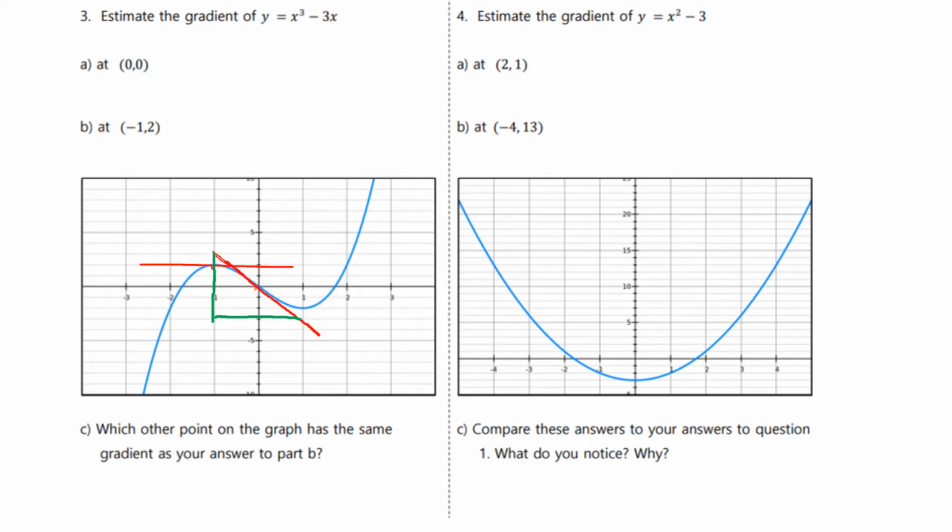So my first one is that green triangle. I'd estimate that as being 6 squares down and certainly 2 squares across.